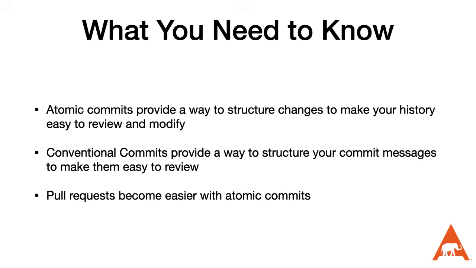As a brief recap, atomic commits provide a way to structure changes to make your history easier to read and modify. Conventional commits provide a way to structure your commit messages to make them easy to review, and pull requests become easier with atomic commits. As always, I hope you enjoyed our video.